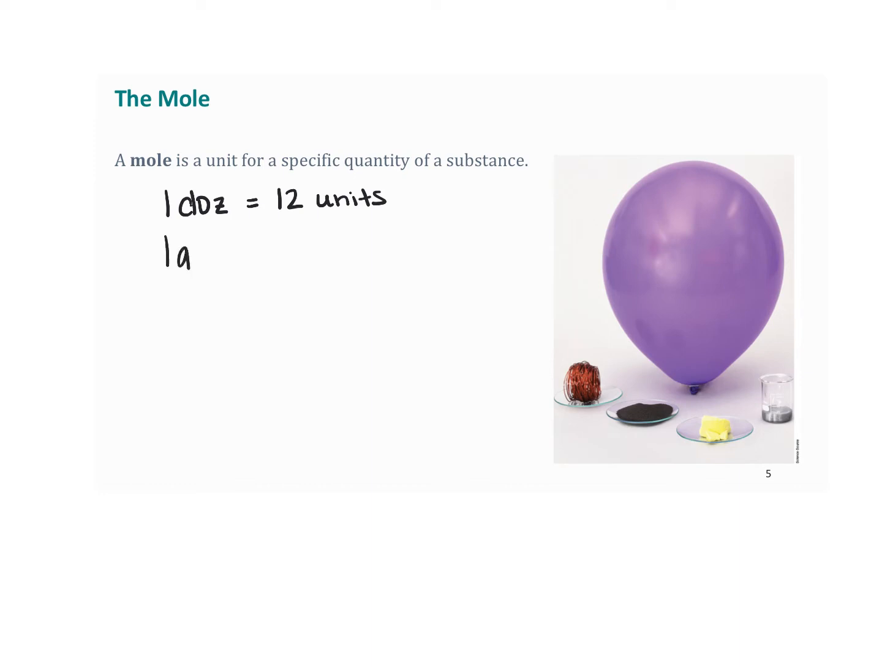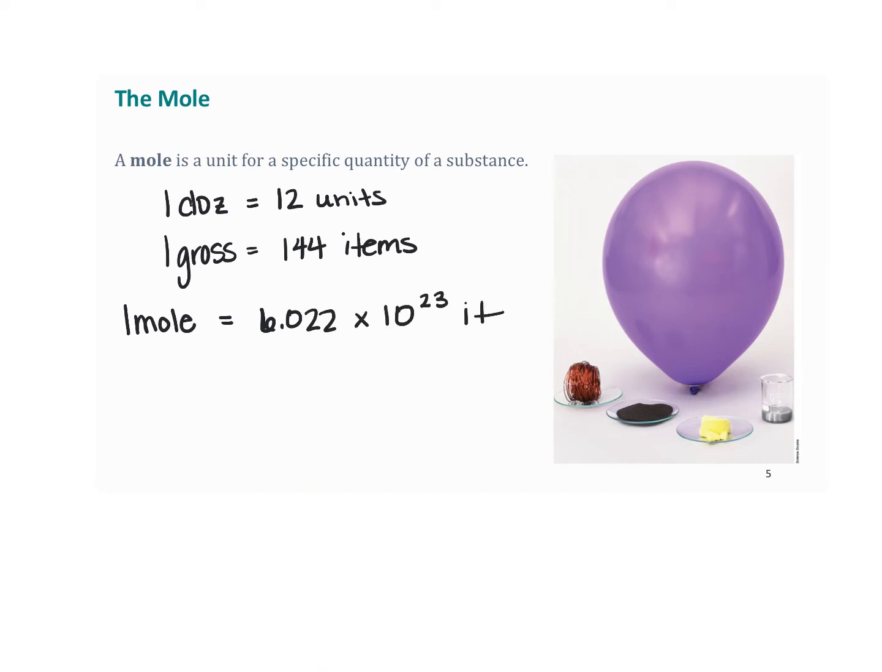If I were to use, for example, a gross, 1 gross, that equals 144 items. So if I said, hey, look, I have a gross of atoms, you say, hey, I know that's 144 atoms. If I say I have a gross of elephants, you say, hey, look, I know that's 144 elephants. We can do the same thing with a mole. And so 1 mole is just another term for a large amount of something. And that amount is 6.022 times 10 to the 23rd items.